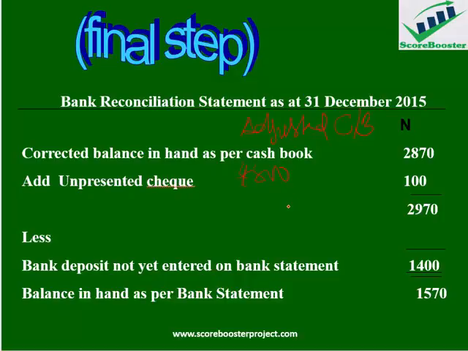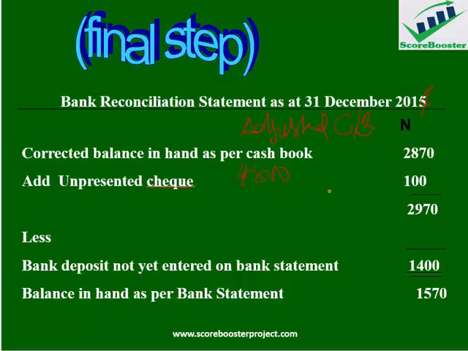Some of these items will have either increased my cash or reduced my cash. For those that will reduce my cash, I will credit them to the cash book. For those that will add to my cash, I will debit them. Then I will find the balance. That's what we call balance as per adjusted cash book. Please take note of this.